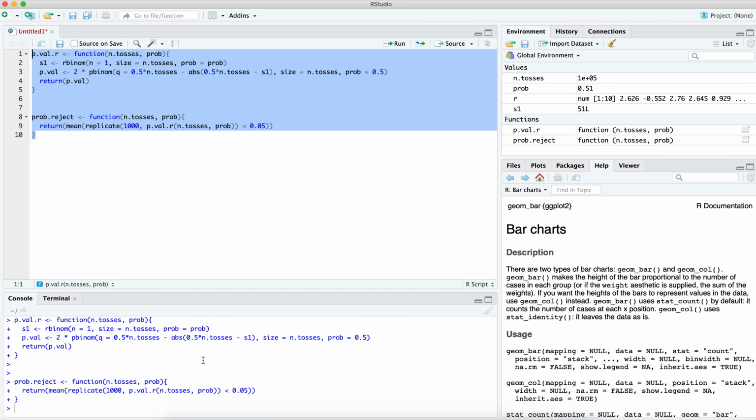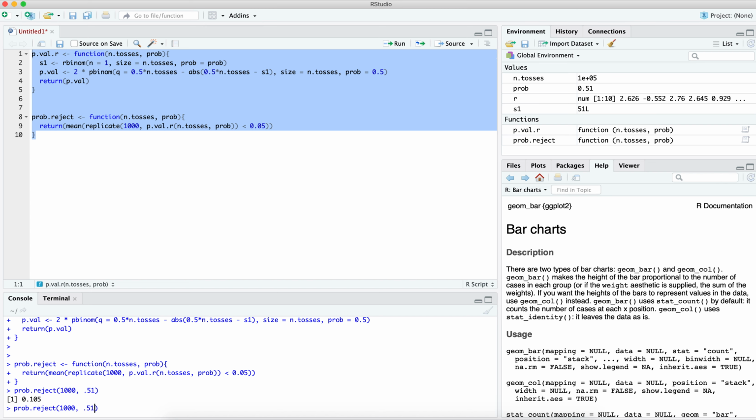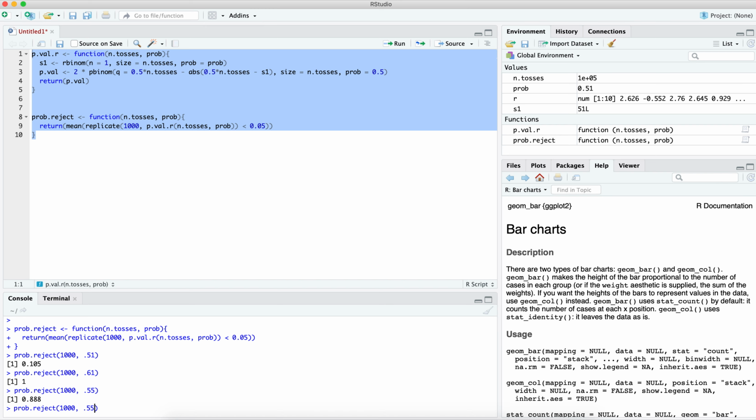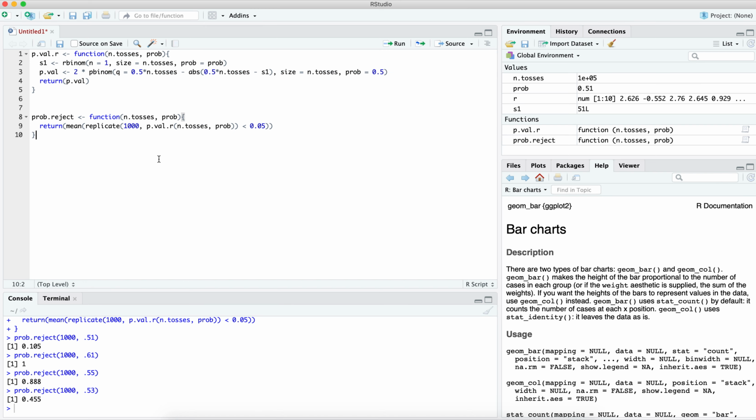So we say prob reject. Let's try it again. I'll say n tosses is, let's say, 1000, and prob is, let's say, 0.51. I'll get 10%. If prob is like 0.61, I'll get 1. Why? Because this is different enough from the hypothesis that 1000 tosses is enough. So if I do 0.55, well, that's what I get. Okay, 0.53, it's going to be lower.